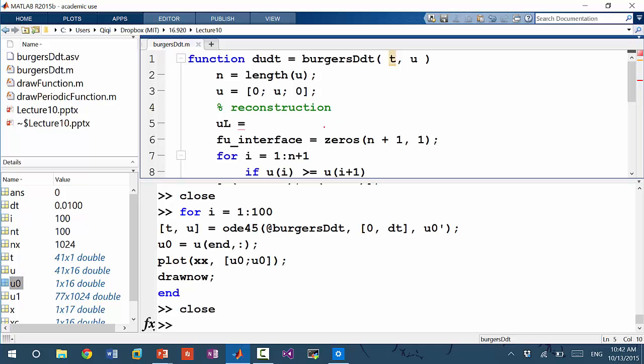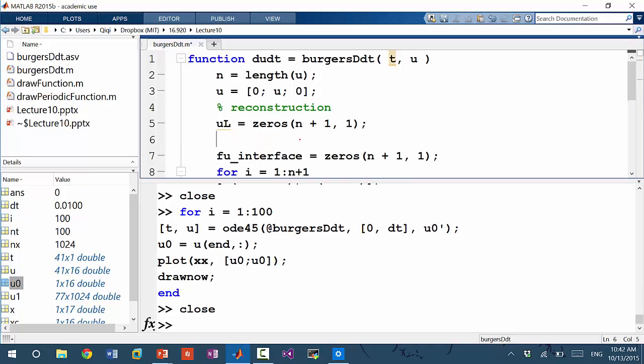So how many ULs do we have? Zeros, n plus 1, 1. So we have as many ULs as there are interfaces. Okay, and UL 0, because we don't have anything beyond the ghost cell, we keep UL at the left of the first interface, which is immediately outside the boundary, to be equal to the boundary condition.